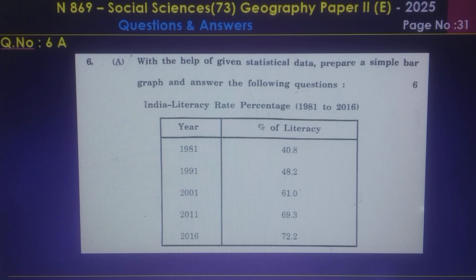Question number 6a, the statistical data is given here. With the help of the statistical data, prepare a simple bar graph and answer the following questions. Here are the years and India's literacy rate percentage, 1981 to 2016: 1981, 40.8; 1991, 48.2; 2001, 61.0; 2011, 69.3; and finally 2016, 72.2. The remaining questions are given here.